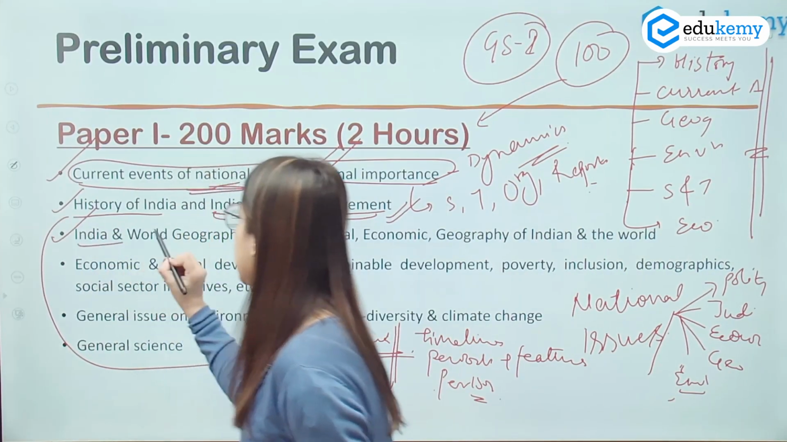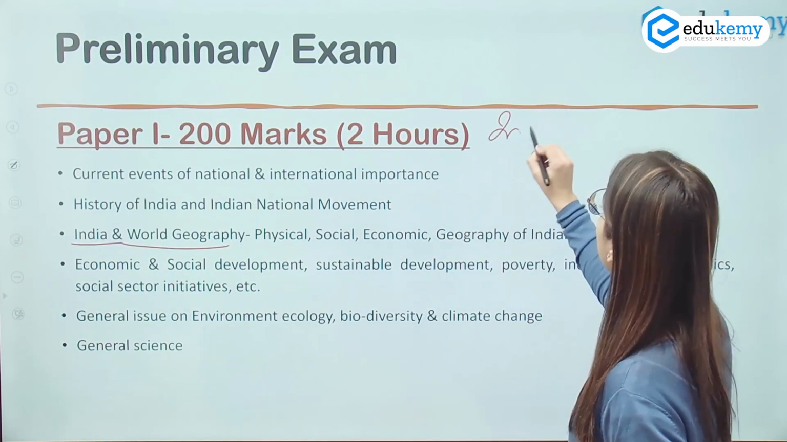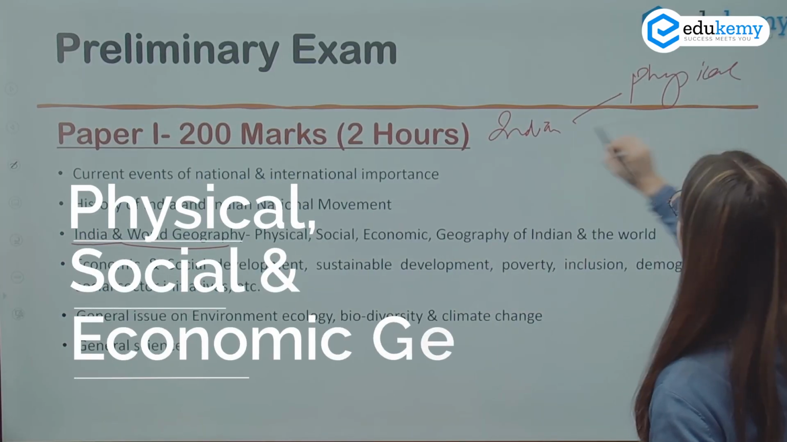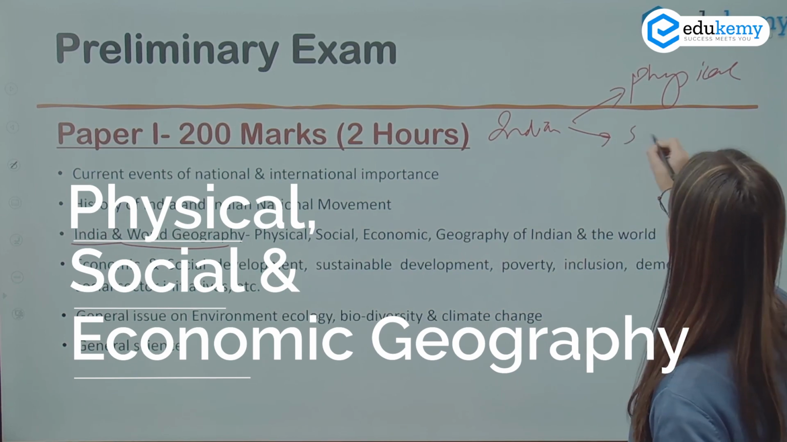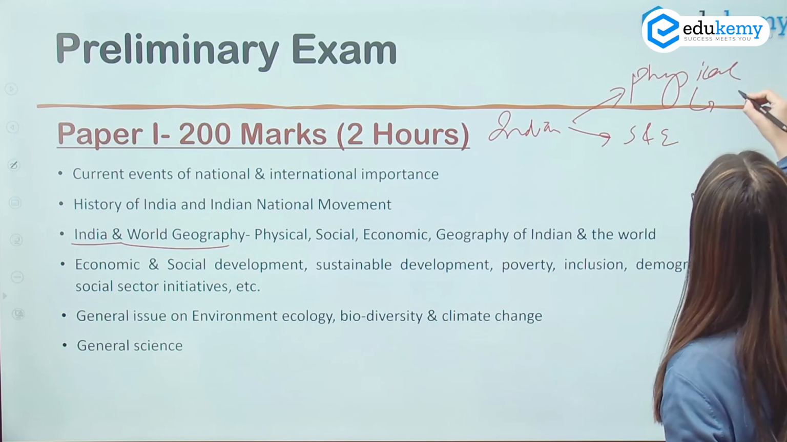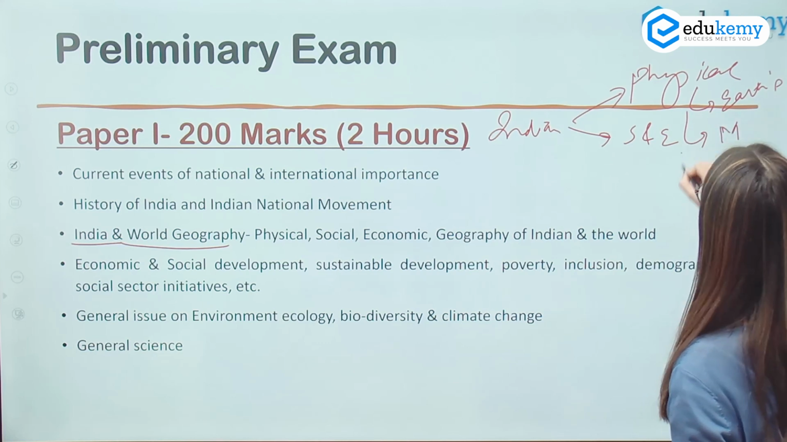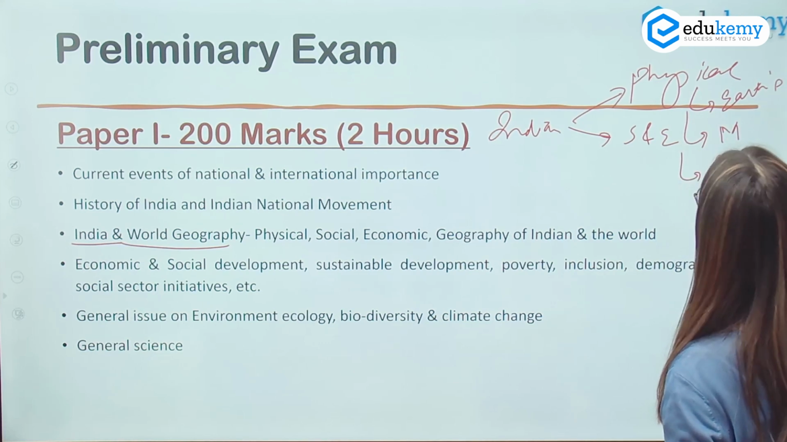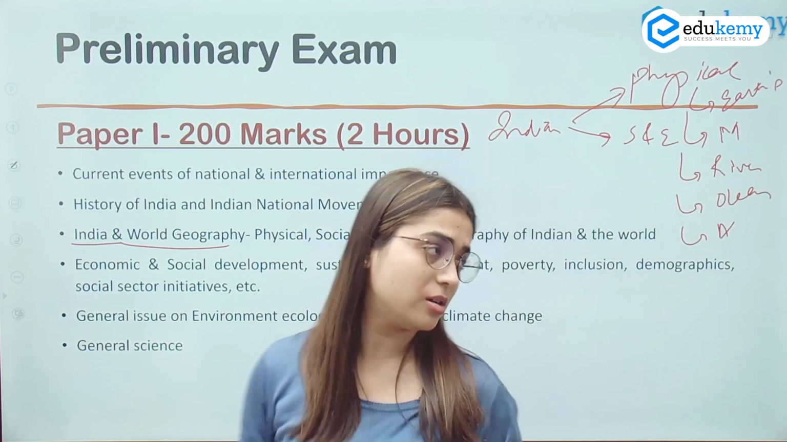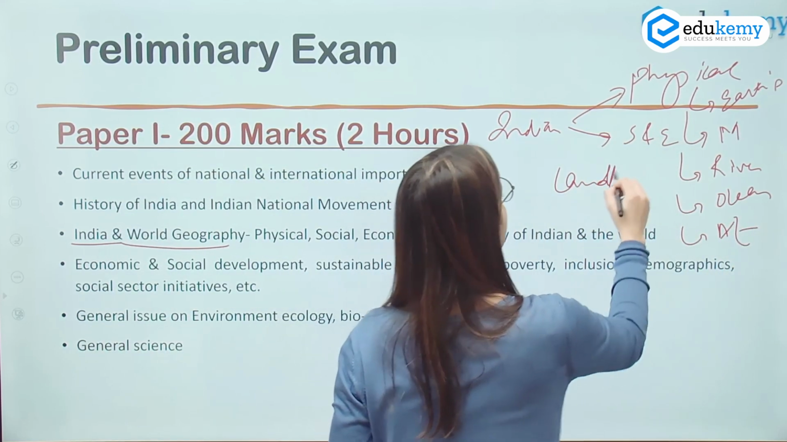Now the next is India and world geography. We can break this part further. When we say Indian geography, what sections will come under this? Physical geography, and social and economic geography. In physical geography, what do you need to know? You need to know about the Earth's interior, mountain systems, river systems, oceans, and the atmosphere, its composition and structure, and many more. And yes, you need to know about landforms, etc.